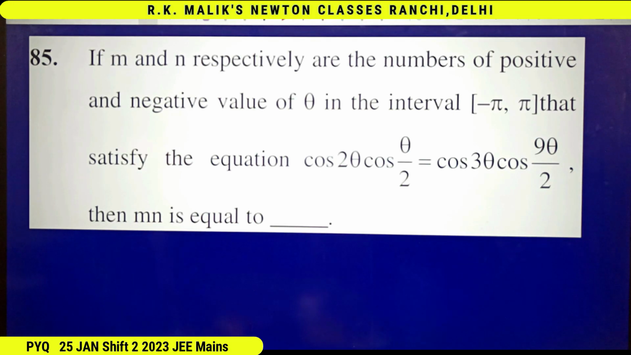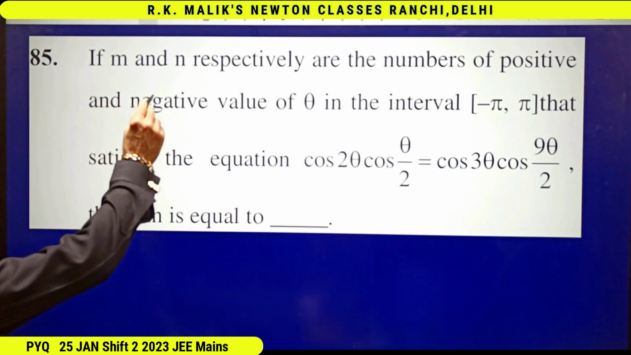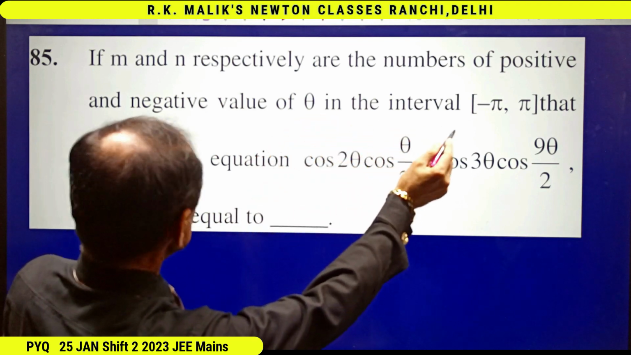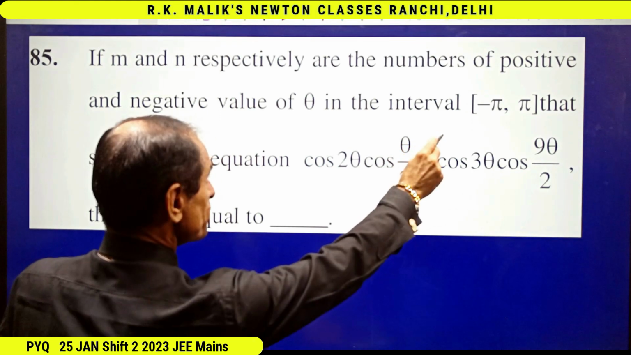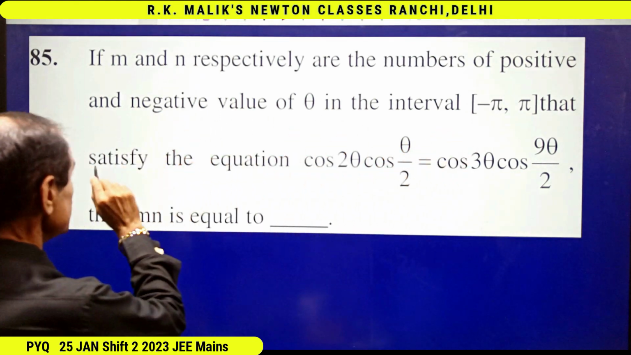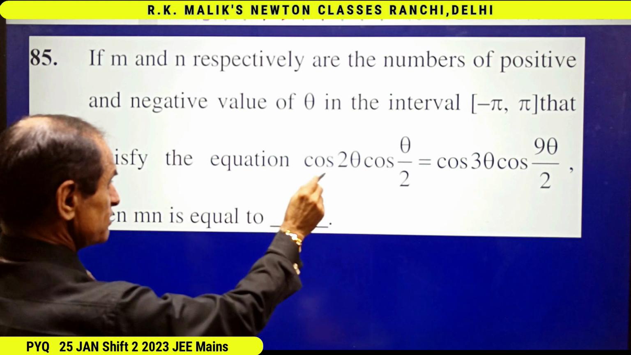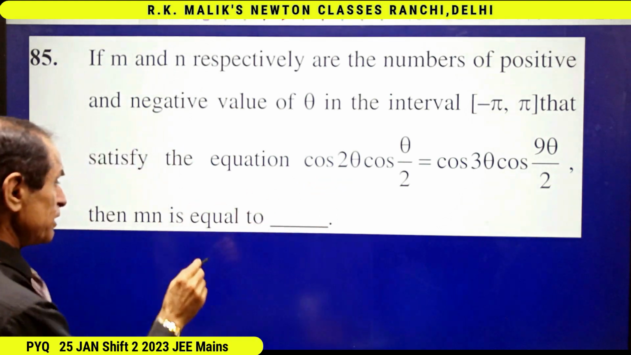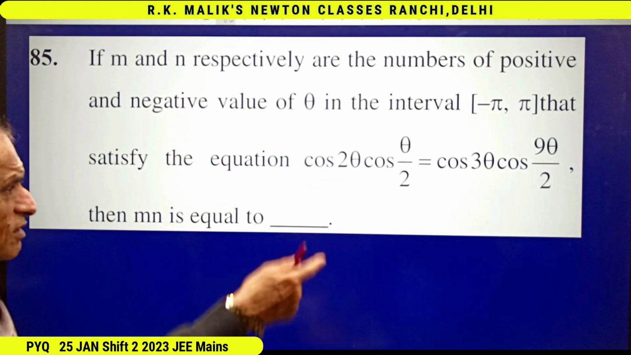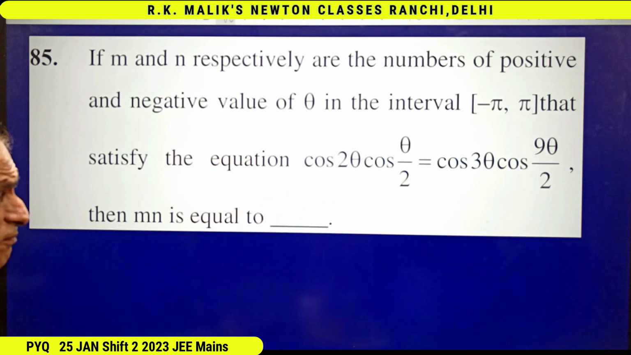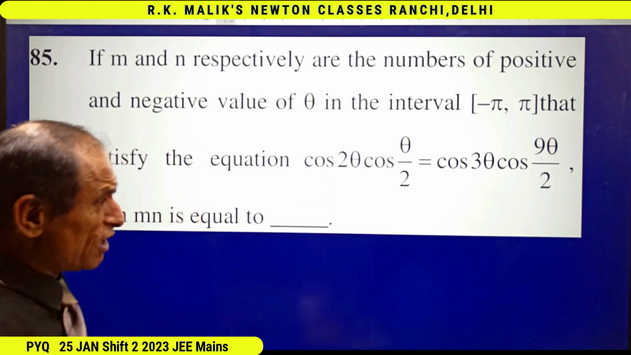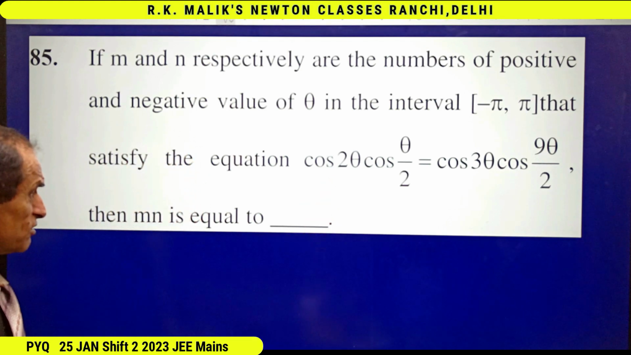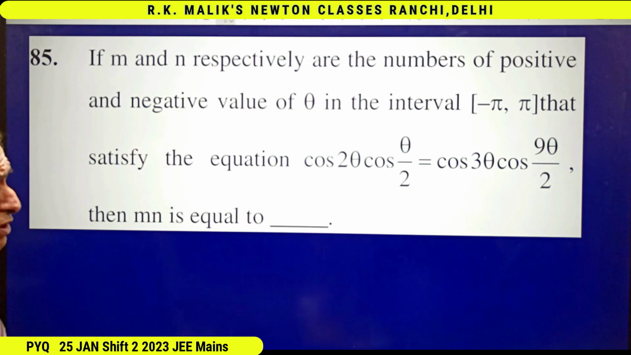In this question, it is given that if m and n respectively are the number of positive and negative values of theta in the interval minus pi to pi that satisfy the equation, then m into n is equal to. It is clear from the equation that if alpha is a root of this, then minus alpha will also be a root of this.